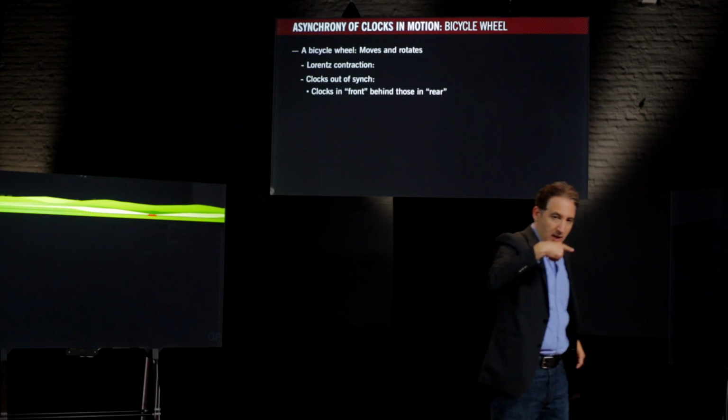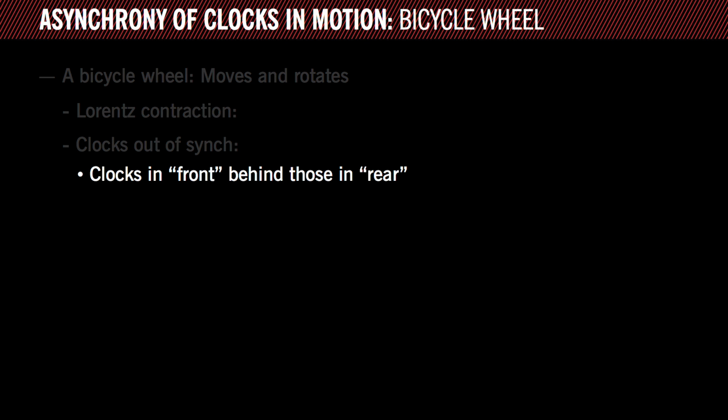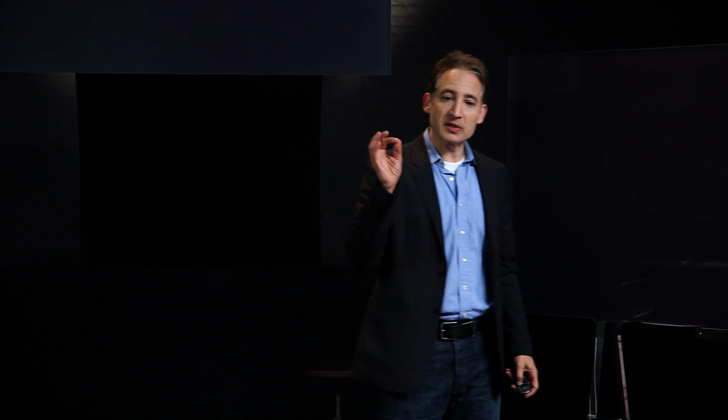But it turns out that that is not the full story, because if you think about it, the bicycle wheel itself is an object where you can imagine that there are clocks on it. It has a reference frame associated with it, so it can have clocks on it. And again, if you have the bicycle wheel rushing by, you know that the clocks in front are going to be behind those in the rear. They always lag behind. Now, what that will mean is very interesting when you consider the motion of the spokes.